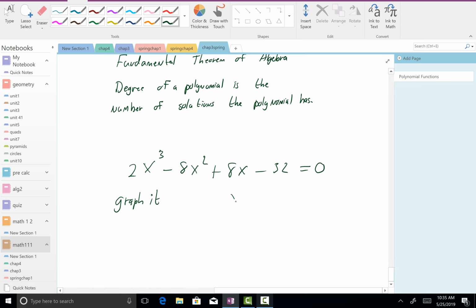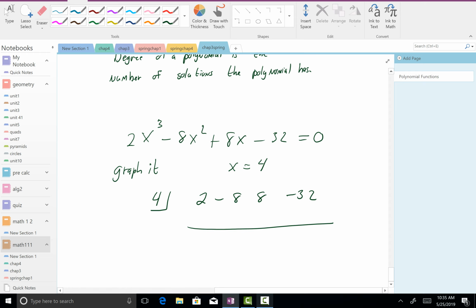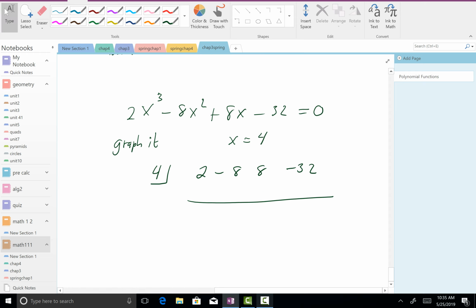Remember, drop the 2 down. 2 times 4 is 8. Negative 8 and 8 is 0. 4 times 0 is 0. 4 times, bring that down, that's an 8. 4 times 8 is 32. And I get a 0 here. Well, I should have got a 0 because I know I'm going to get a 0 here. If I don't, something went wrong in your synthetic division. You've got to get a 0 because you just graphed it and figured out that it was an x-intercept.